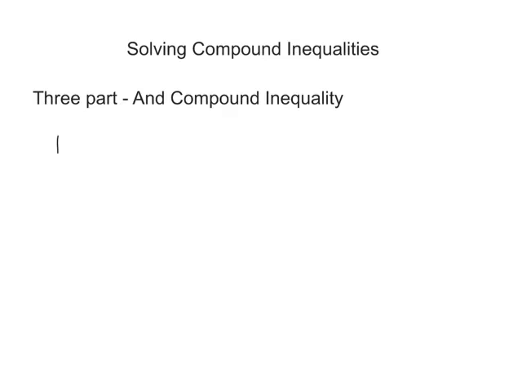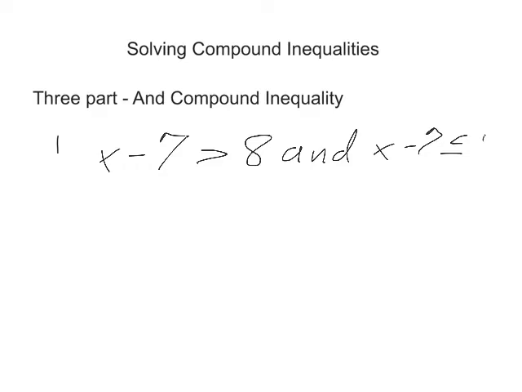The way we're going to look at these is we're going to take AND compound inequalities that make up a three-part inequality, and let me show you what that looks like. All right, when the three-part AND compound inequality is written in two separate pieces, it's going to look something like this. x minus 7 is greater than 8, and x minus 7 is less than or equal to 14.